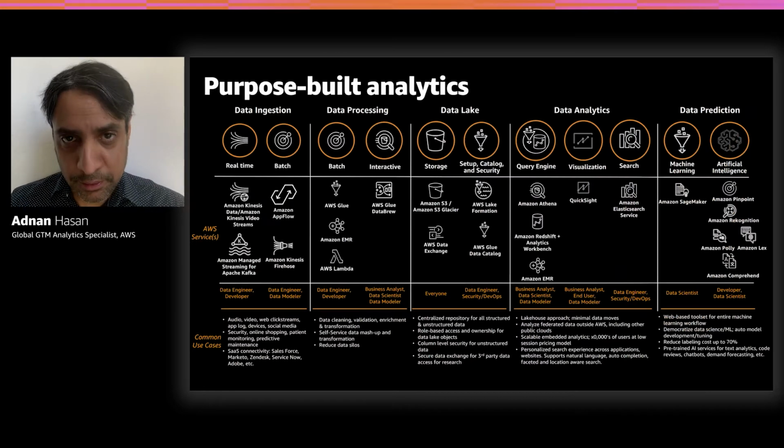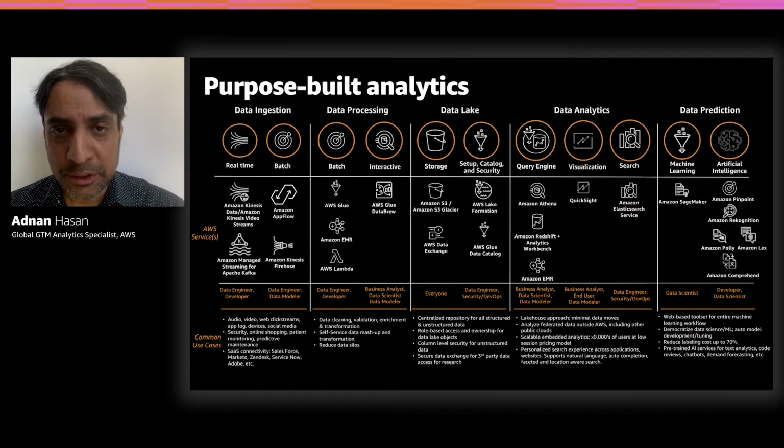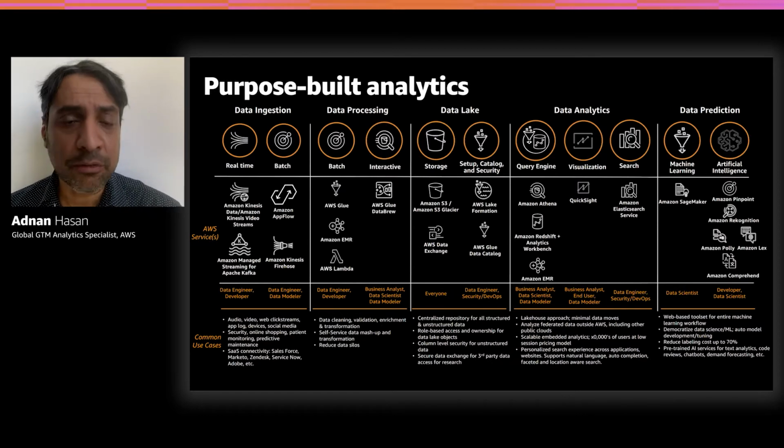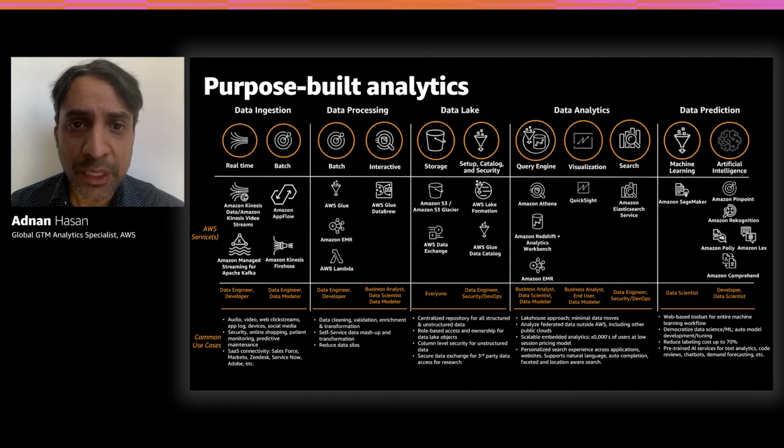So we have purpose-built analytics solutions. Just like we have purpose-built databases, we have purpose-built analytics for all the different verticals in a data pipeline. For example, for data ingestion, we have services like Amazon Kinesis Data Streams, or Amazon Airflow, which now allows you to do batch processing for data which is stored in different SaaS applications. We have Amazon Managed Streaming for Kafka to do real-time ingestion for IoT streaming.